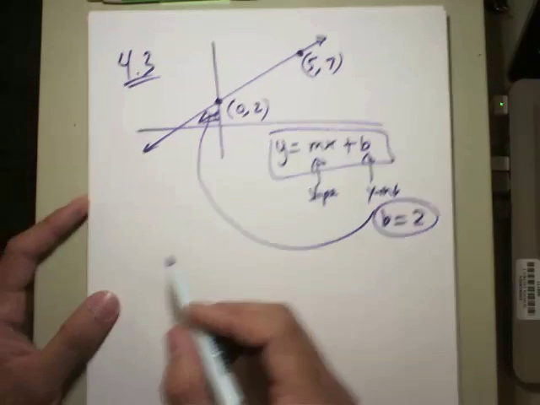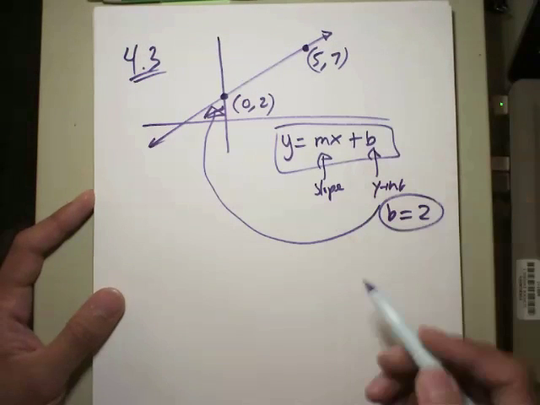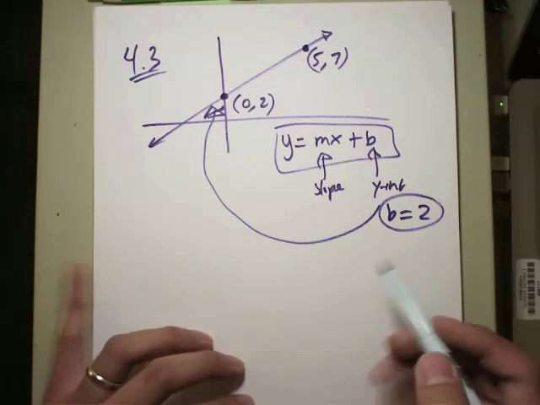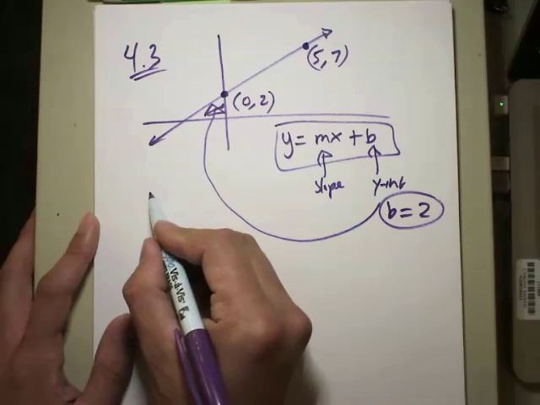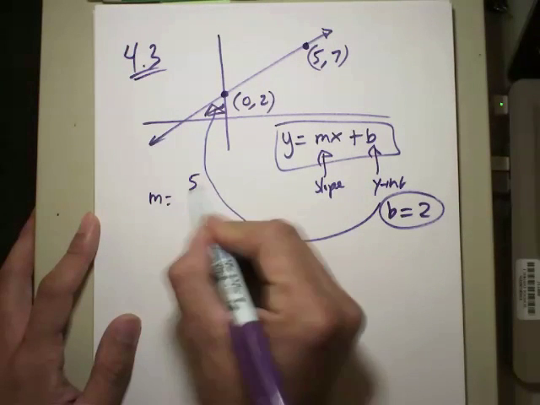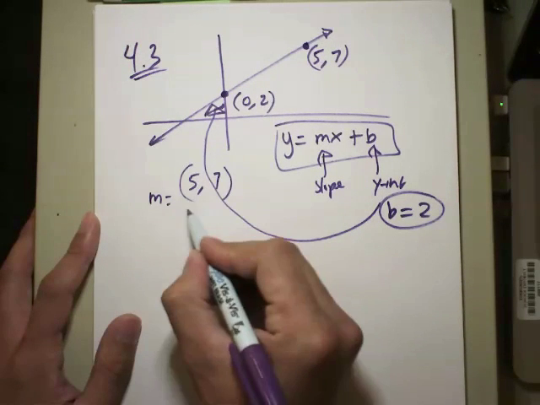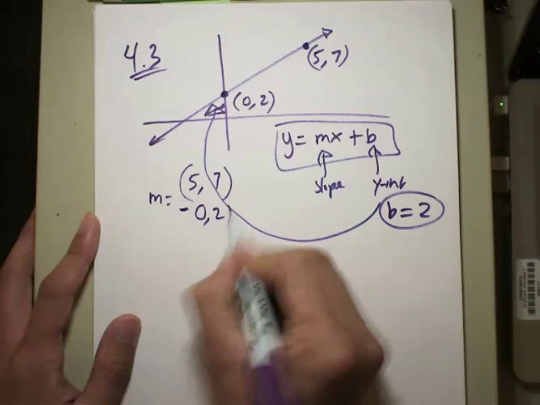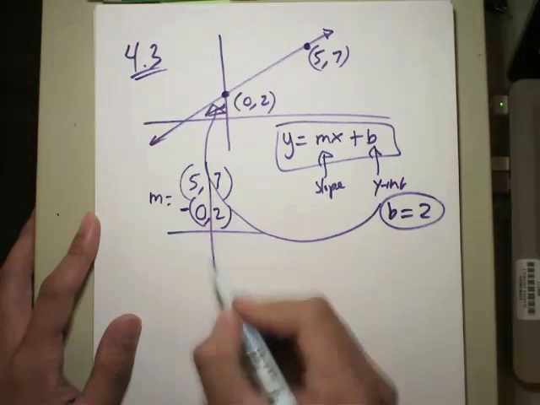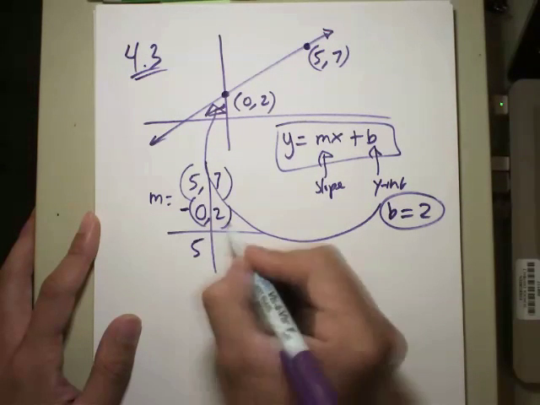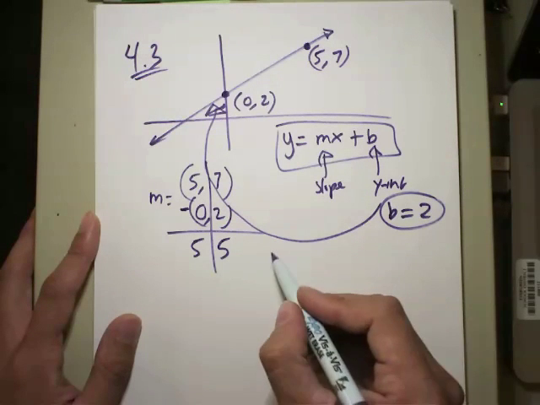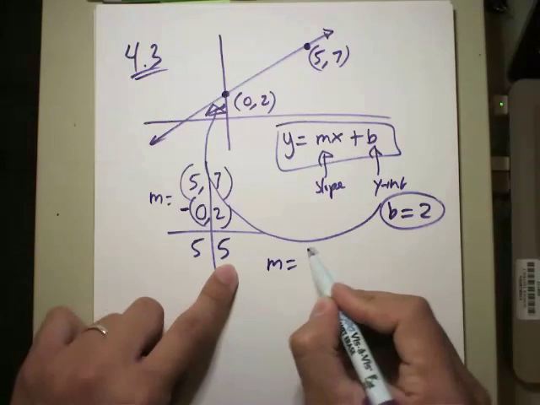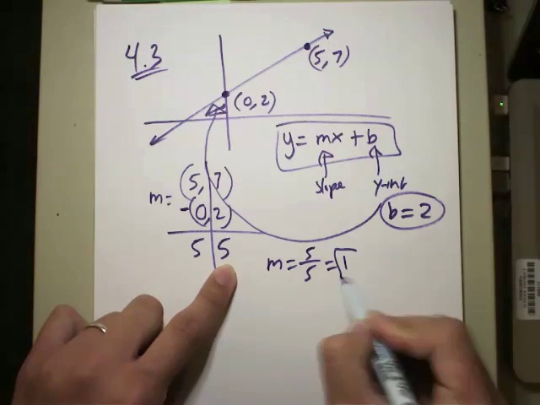I showed you how to find a slope as well. If we have 2 points, we can certainly find a slope using the vertical setup, the subtraction that I showed you before. So let's do that right now. Let's find a slope. So (5, 7) subtract (0, 2). 5 minus 0 is 5. 7 minus 2 is 5. So that means it's rise over run. Therefore, my slope is 5 over 5, or positive 1.